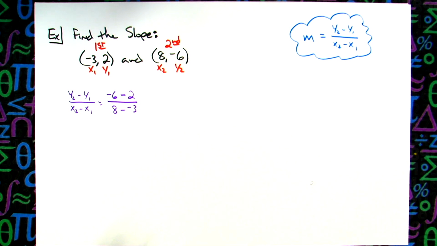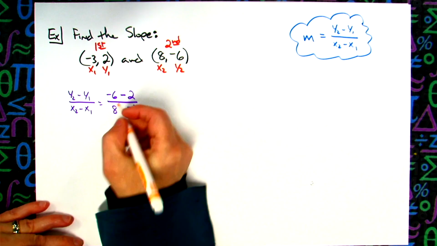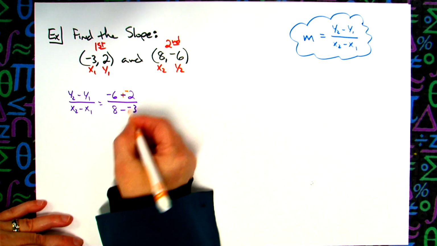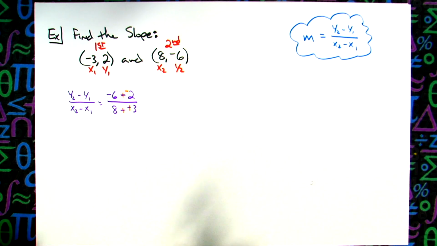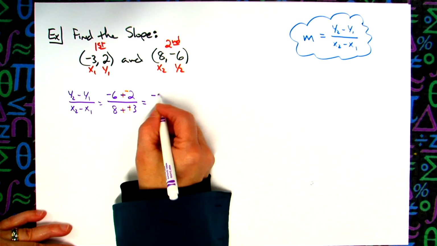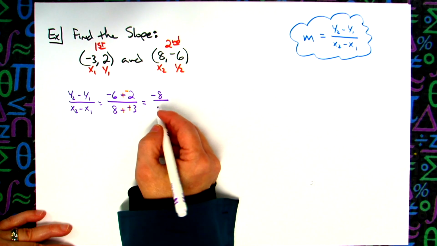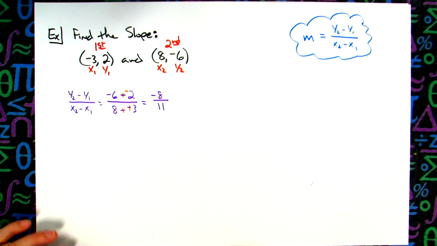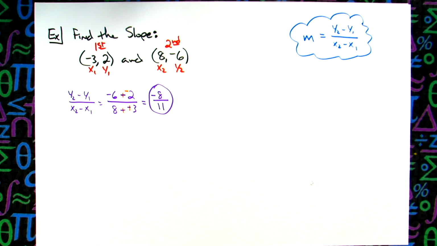So now you've got to know how to work with your positive and negative numbers. You can do it any way you want. I like to think of this as plus negative. I like to think of this as plus plus. So I make those changes. You may do it any way you choose. But a -6 and a -2 gives me a -8 on top. And an 8 and a 3 give me 8, 9, 10, 11 on the bottom. So I have a -8 over 11 for my slope. So -8/11 for my slope.